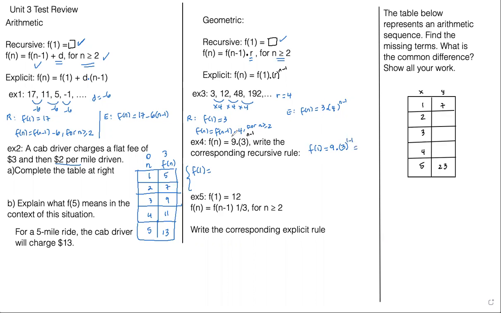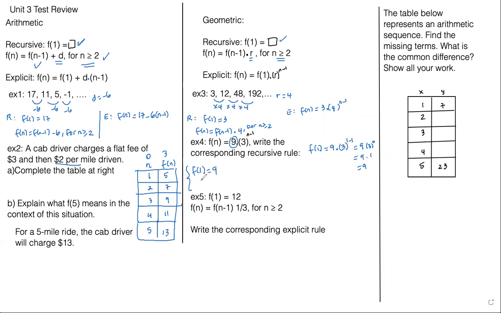Now, f of 1 is also this number, right? We know that's f of 1. But here, if you plug in 1 into the equation, you'll get 9 multiplied by 3 to the 0. And 3 to the 0, we know it's 1. And 1 times 9 is 9. So that's another reason, right? But we know f of 1 is 9.